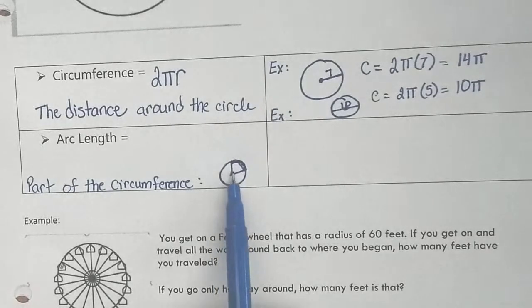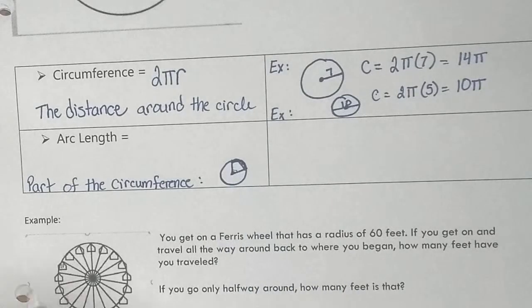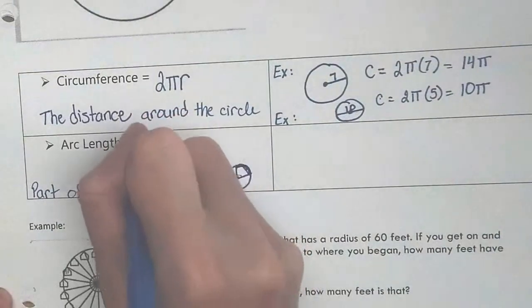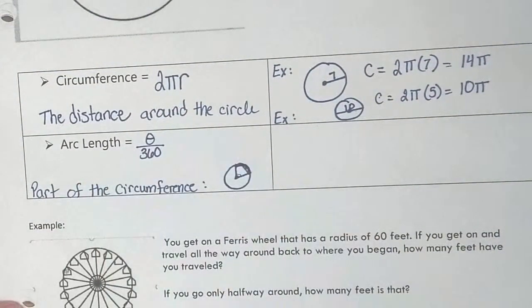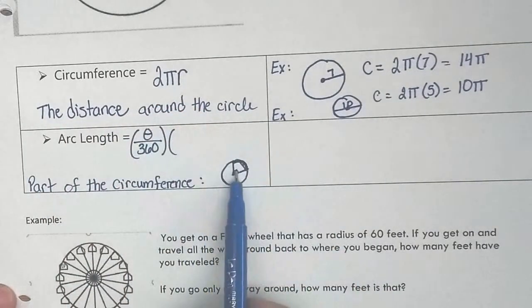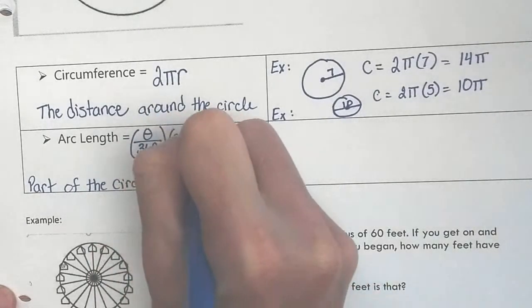And the way we find that is we know what this angle is in relation to the whole thing being 360 degrees. So theta is just the variable that we use to express angle measurements that we don't know typically. So I'm going to take whatever that angle is, divide it by 360, and then multiply by the circumference, 2 pi r.